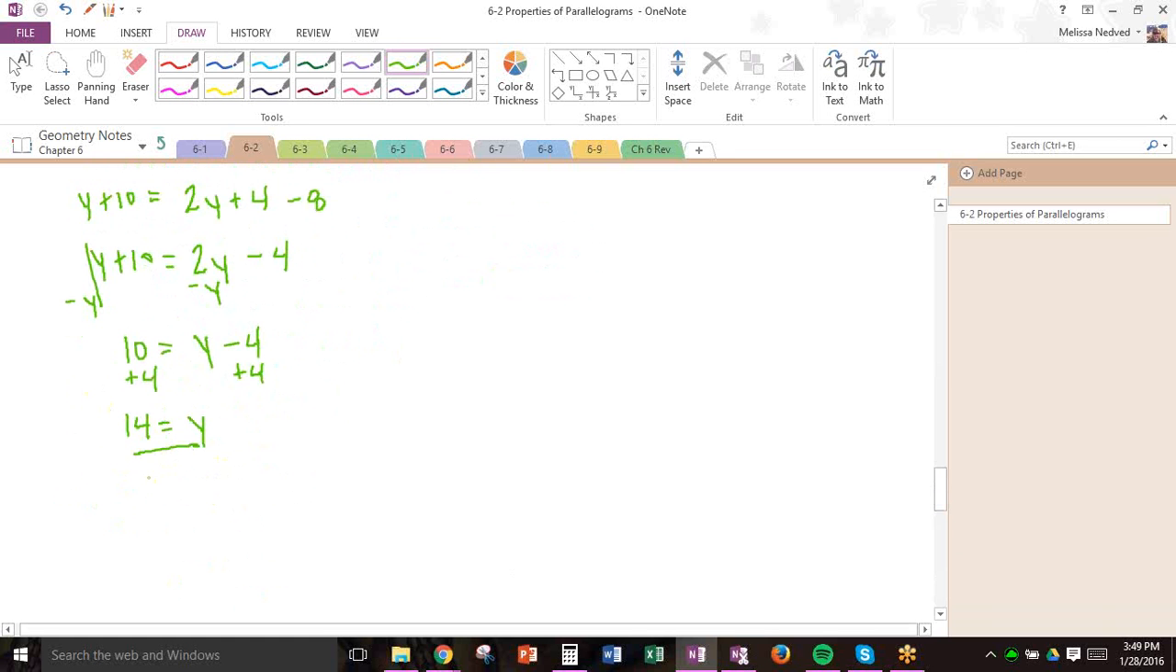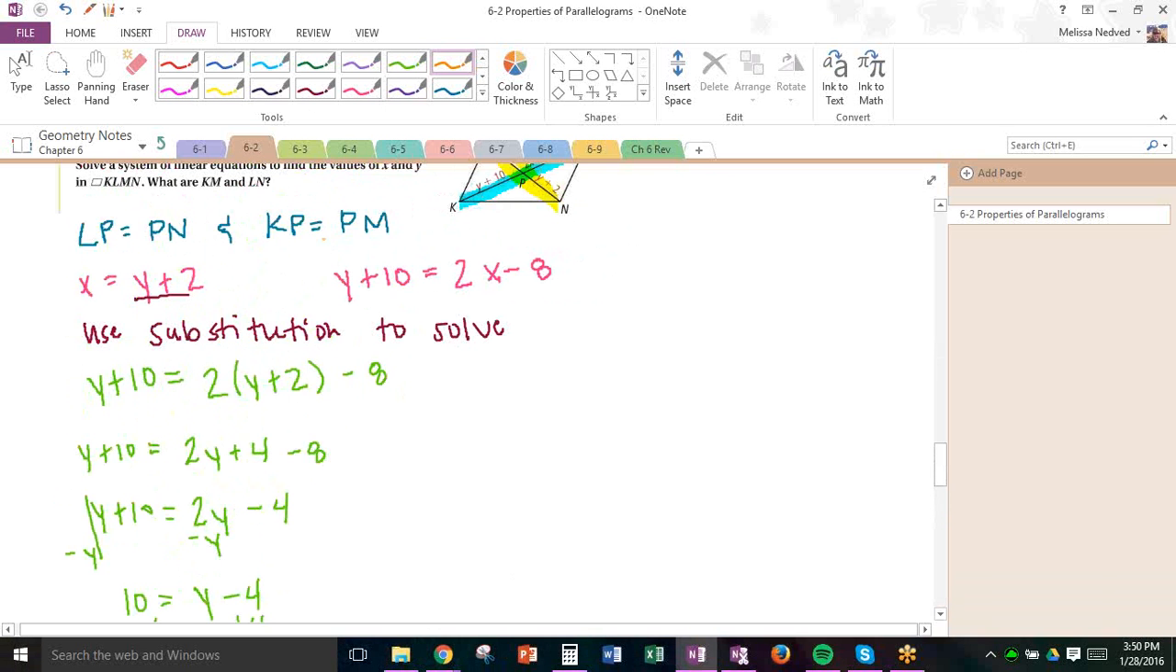But I don't just need y, I also need x in order to get to my end goal of finding KM and LN. Well, if we go back up here to these equations we set up in the beginning, notice x is just equal to y plus 2. So I'm going to find x by substituting in 14 for y, since we just found y is equal to 14, and adding 2. So x then is equal to 16. That's the second part of my equation. Now I'm not quite done. I don't just want to know what y and x are. I actually want to know the lengths of KM and LN.